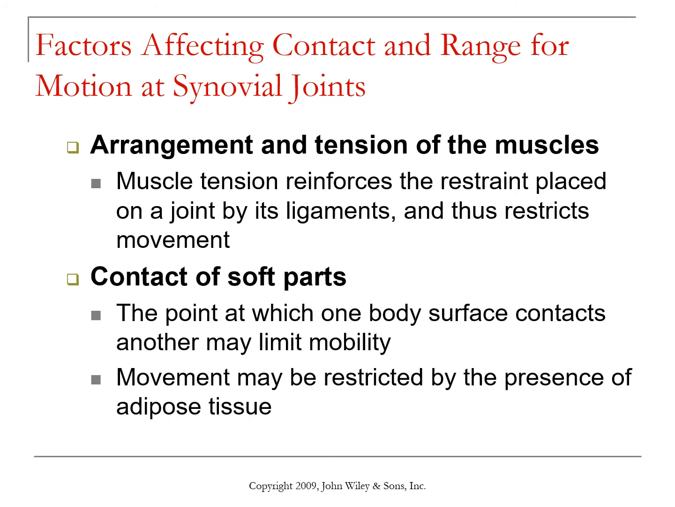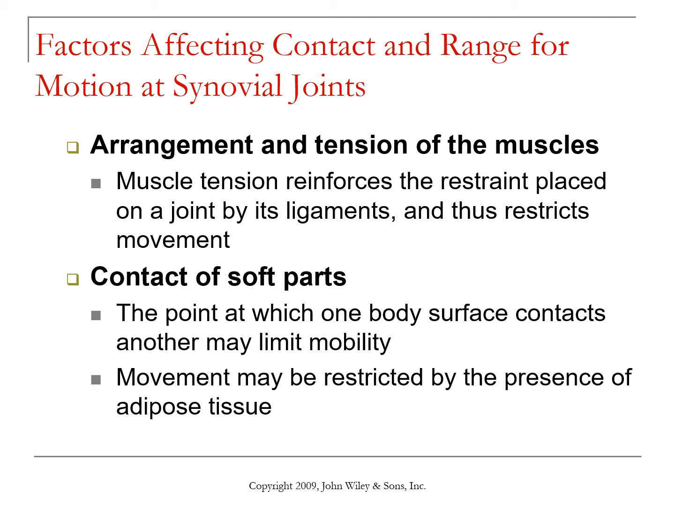A third factor to consider, which affects contact and range of motion at synovial joints, is the arrangement and tension of the muscles. So muscles create motion by attaching to two or more bones at a joint. So muscles always span a joint, and when tension is generated and transmitted to the bones via the tendons, one bone is always pulled toward another. So muscle tension reinforces the restraint placed on a joint by its ligaments and can restrict movement.